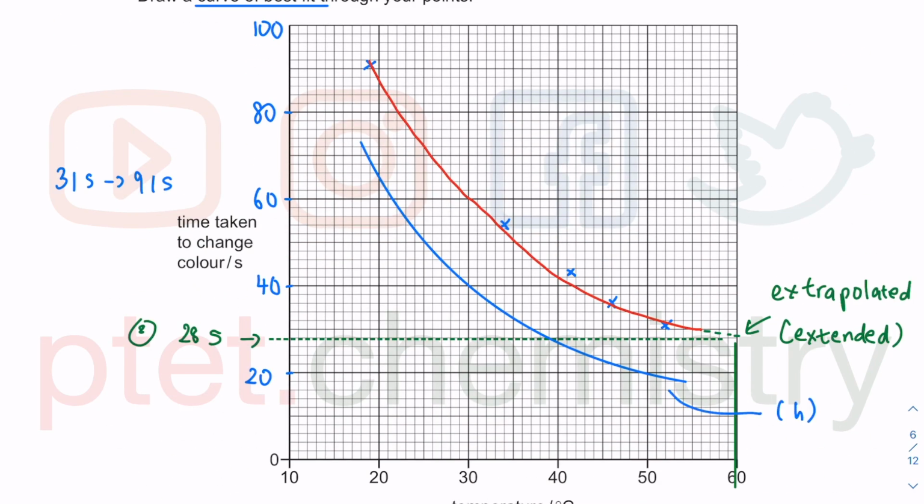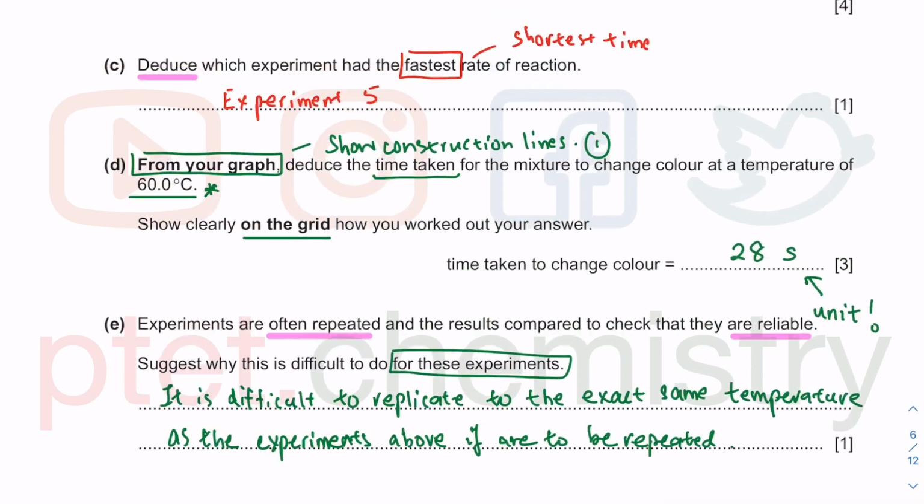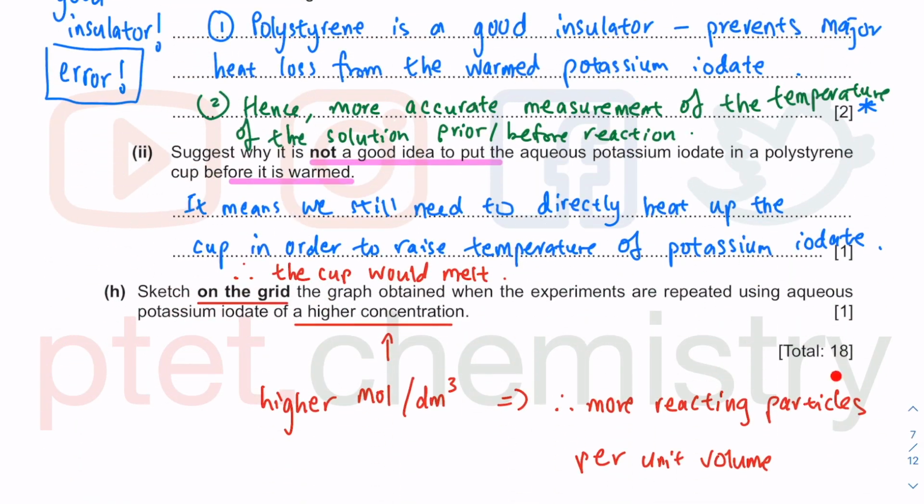So for part H, at this particular temperature, the time taken is faster because this one is at a higher concentration of the potassium iodide, and that will result in more frequent collisions of the reacting particles. That's it really overall for this 18 marks question.